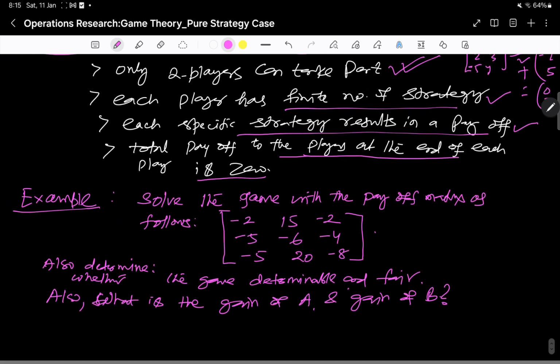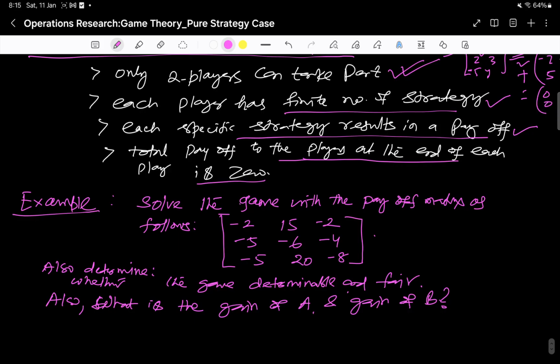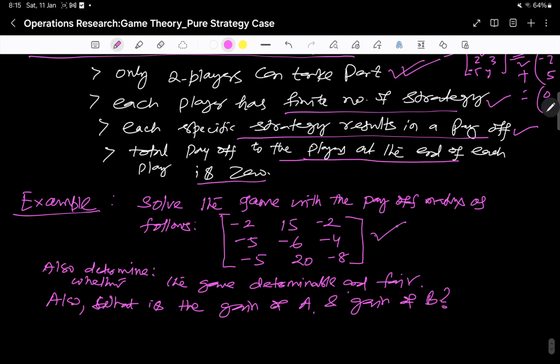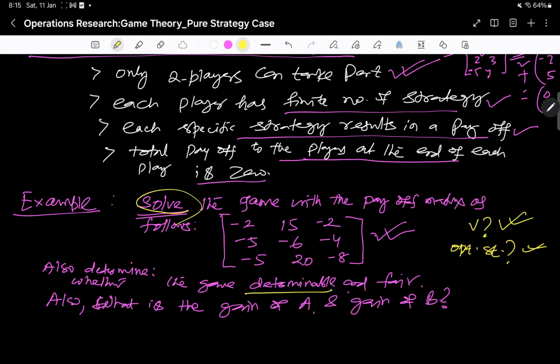Now coming to one example, then your entire discussion and idea will be clear. Solve the following game; the payoff is given. You are asked to solve the game. Solving the game means we have to find the value of the game and the optimal strategy. Next we have to determine whether it is determinable, meaning maximin value equals minimax value. Fair means it is equal to 0. Now we have to find the gain of A and gain of B.